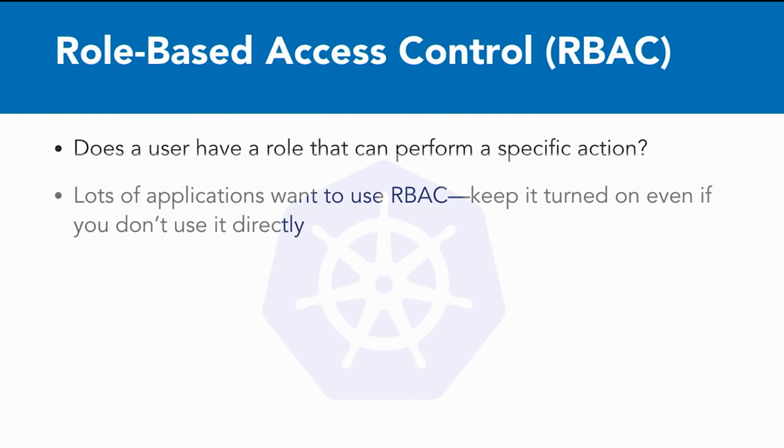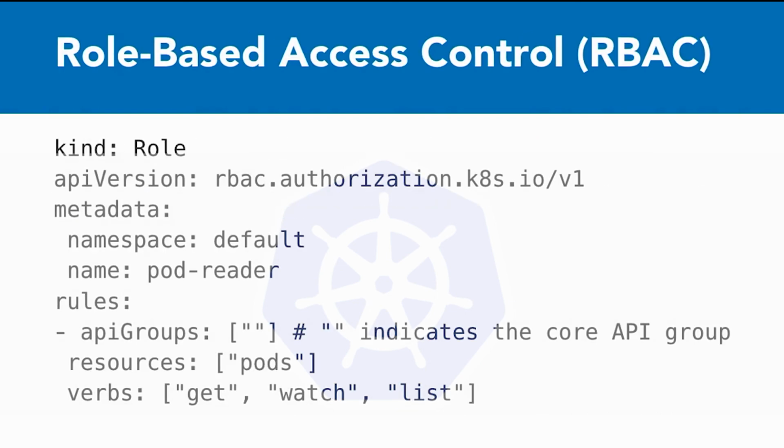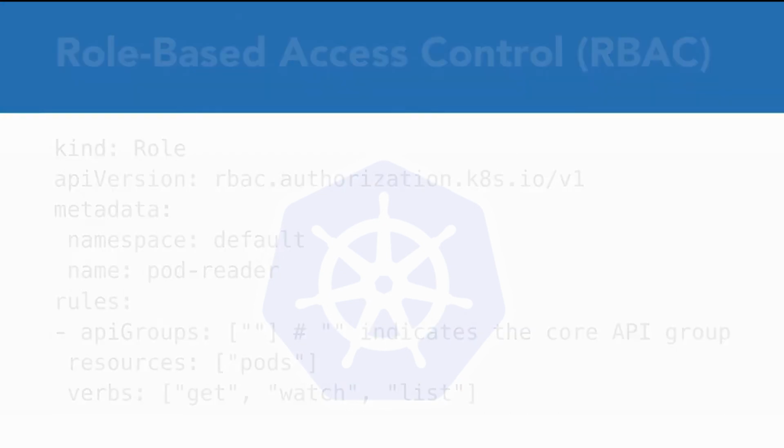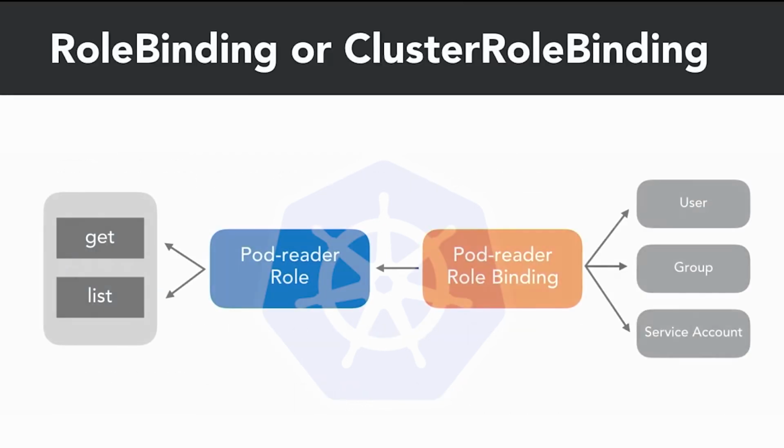RBAC depends on roles and cluster roles. These are rules that represent a set of permissions. A role can be defined within a namespace with a role, or cluster-wide with a cluster role. In this example, we see that a role is in the default namespace that allows read access to all pods.